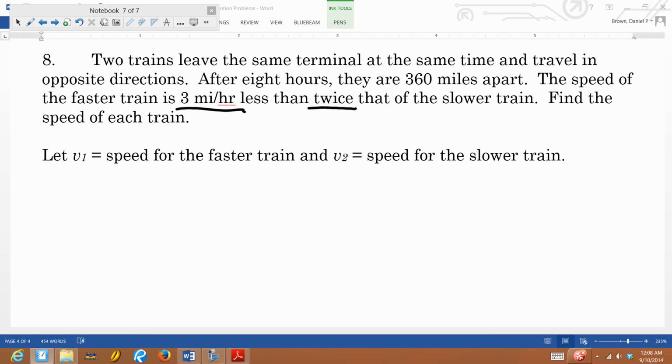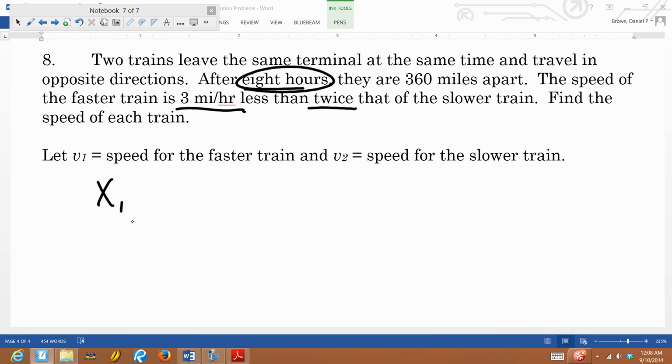This is kind of like our Beth and Carissa problem way back, I think, in the example at the beginning, where we have a slow one and a fast one heading in different directions. They end up a certain distance apart after a certain 8 hours of time. Let's try writing down equations for each of the trains first.